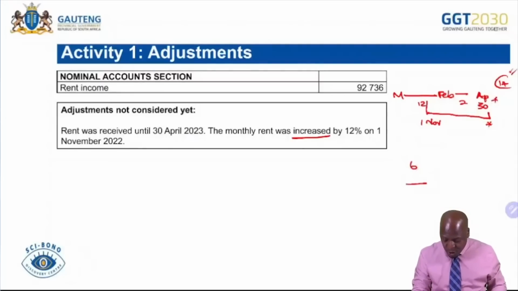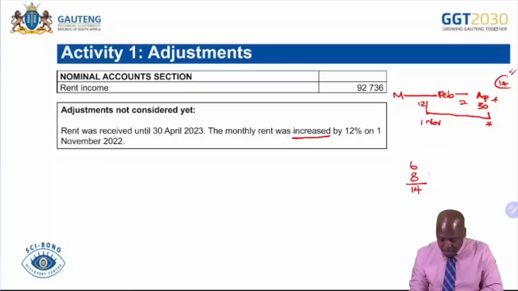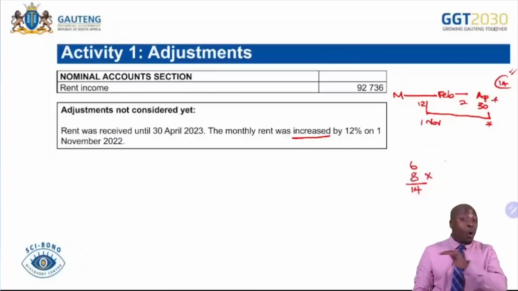So if your total is 14, how many months did not have an increase? It will be 8 months that had no increase. All right, so 6 months and 8 months. Hence, we end up with 14 months. The 8 months were constant. There was no change in the first 8 months.